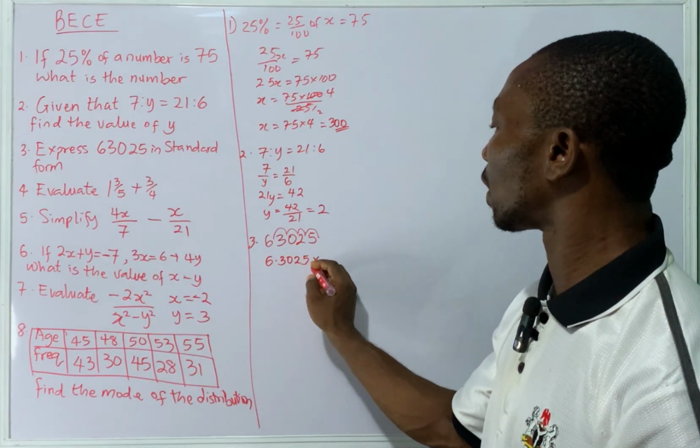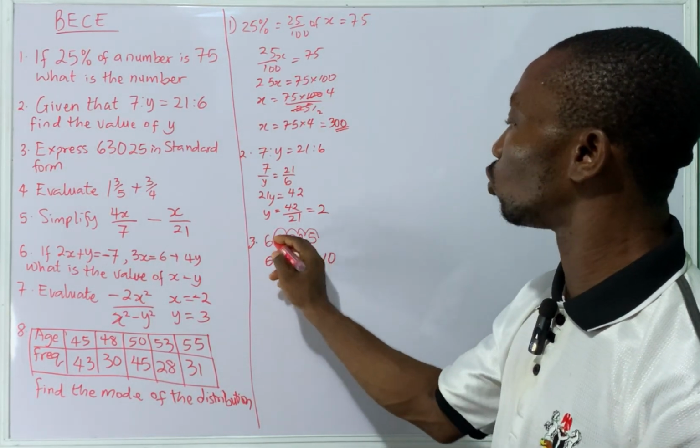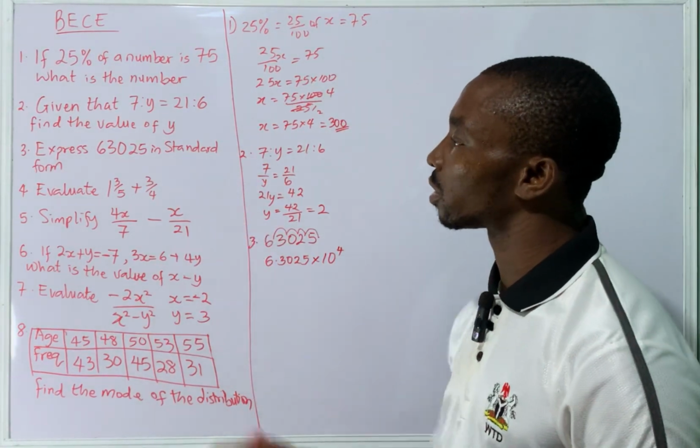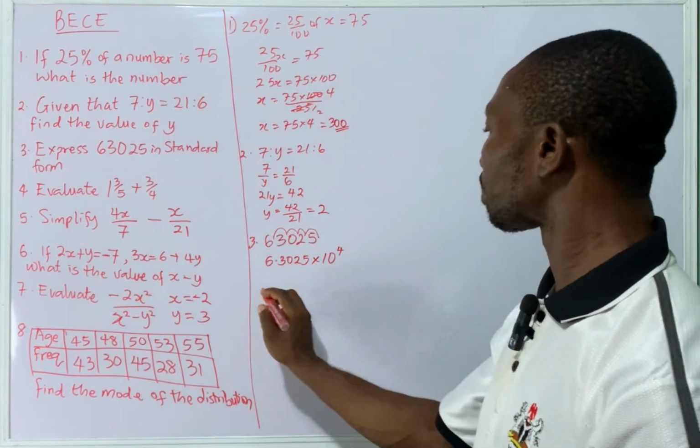So this gives us 6.3025 times 10 raised to power. How many times did we move? 4. So with this, we've put this in standard form.